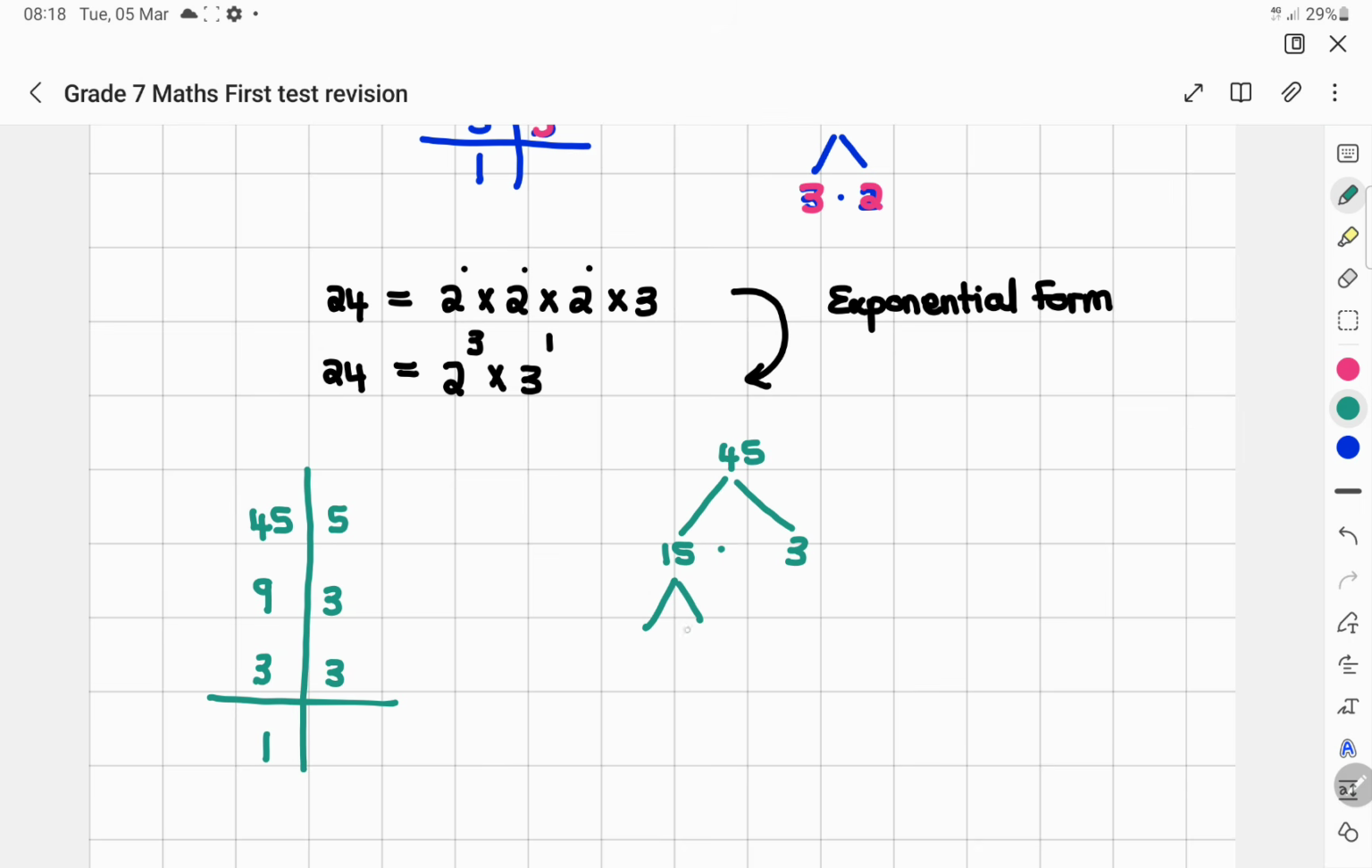And now the 15 can go further, which is 5 times 3. And then we've got only prime numbers left. So a 5, a 3, and a 3. And over here, it just stacks them underneath each other like that. So if you take 45 and you equal it, you get 3 times 3 times 5. But now, if I want to write it in exponential form, it's going to be 3 to the power of 2 times 5 to the power of 1, or just 5. Okay, so you don't have to write that 1. You can leave it like that.